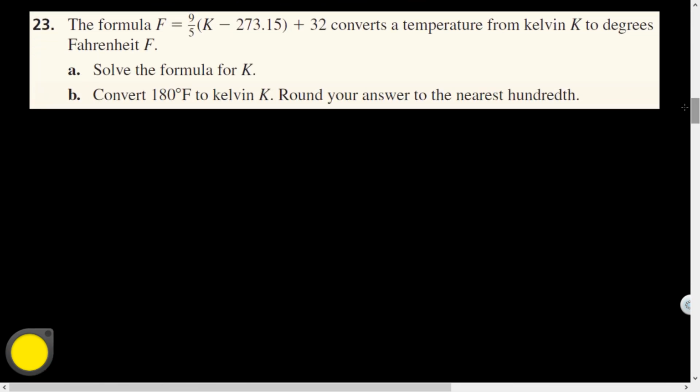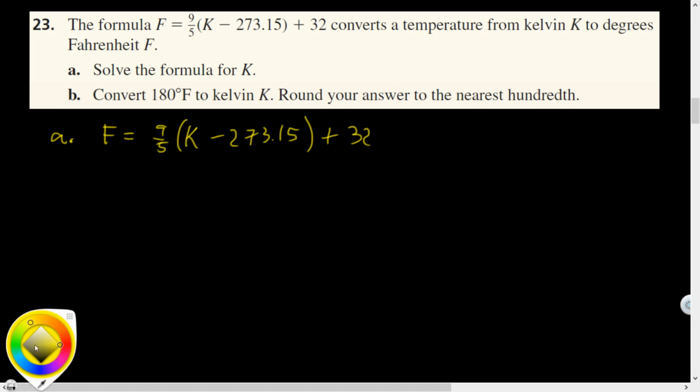All right, here's question 23. This was the boss fight. Here we go. It says the formula F equals 9/5 (K minus 273.15) plus 32 converts a temperature from Kelvin K to degrees Fahrenheit F. Solve for K. So I'm going to have F equals 9/5 (K minus 273.15) plus 32. And so what we're doing here is we are solving for the variable K.